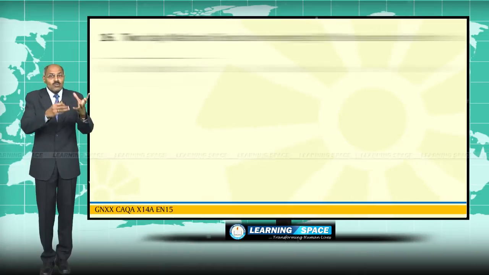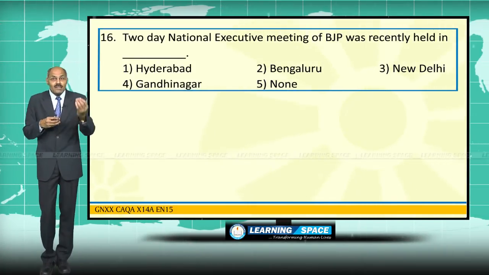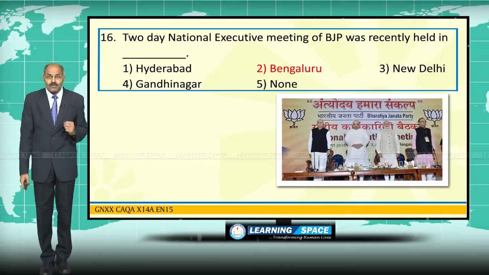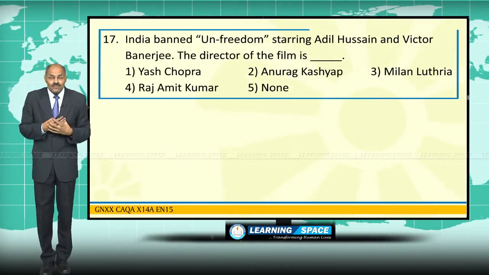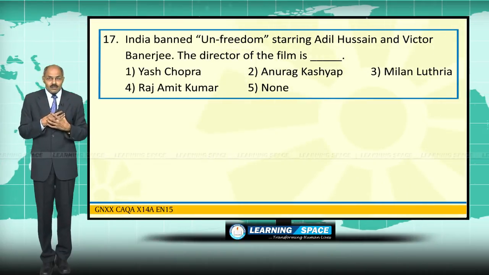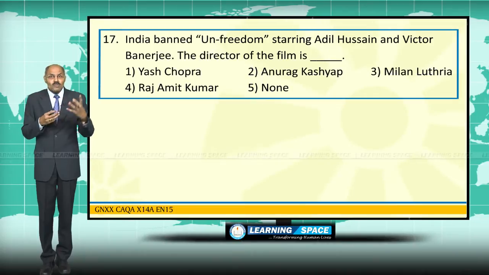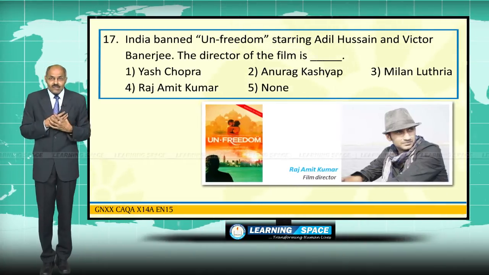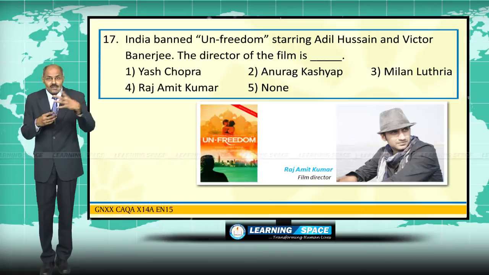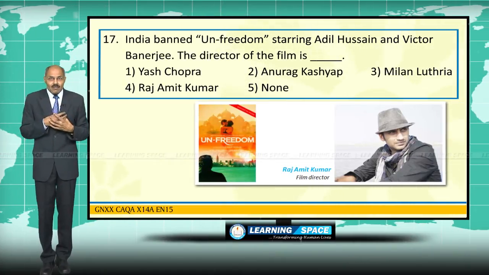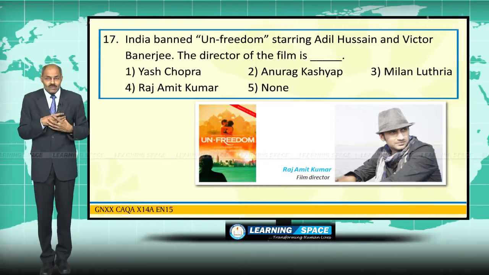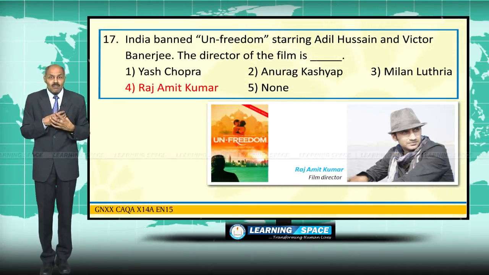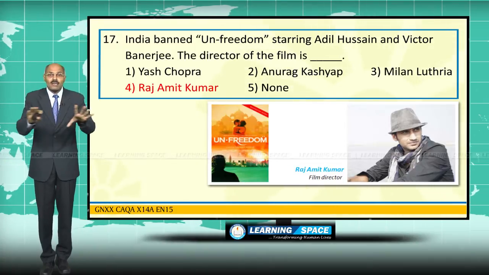Please don't forget. Recently, the national executive meeting of the Bharatiya Janata Party was held in Bengaluru, right? India banned Unfreedom, the film. The theme behind the film is homosexuality, and the Central Board of Film Certification has not given clearance. This film stars Adil Hussain and Victor Banerjee, and it is going to be released in North America. The director of this film is Raj Amit Kumar, a Florida based director. Raj Amit Kumar directed this film Unfreedom. India's censor board has not cleared this film.